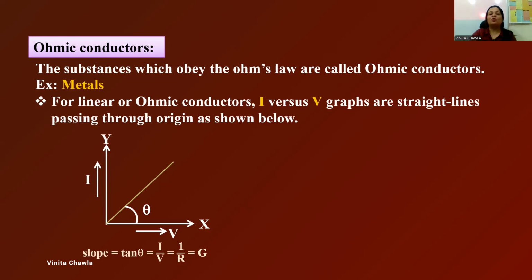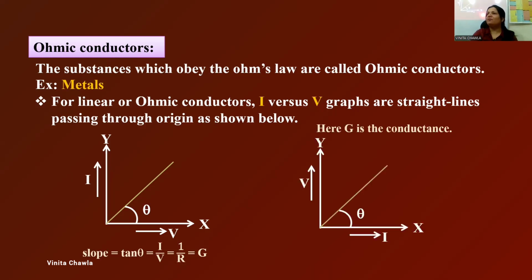And if we find the slope of this VI graph, then what will we get? I upon V, and I upon V is 1 upon R, because R is V upon I. So if we have I upon V, then we'll get 1 upon R. 1 upon R is conductance. Similarly, as you have this IV graph, in the same way you can have a VI graph. If we find the slope there, we get V upon I. V upon I is R.